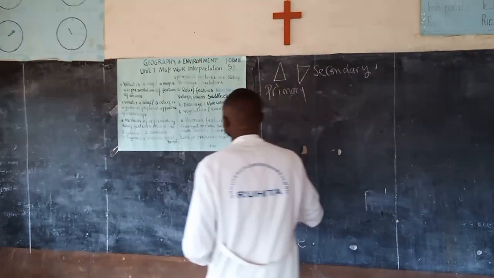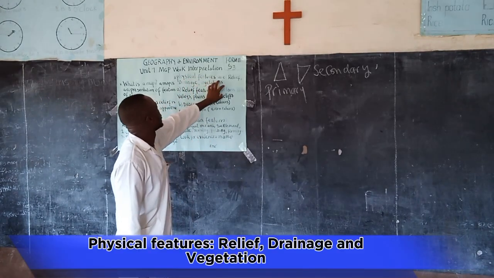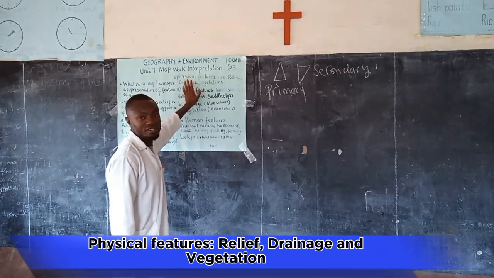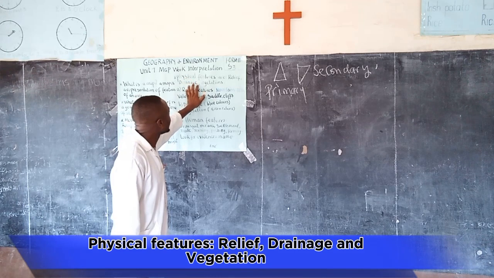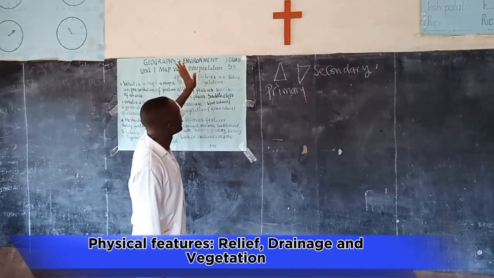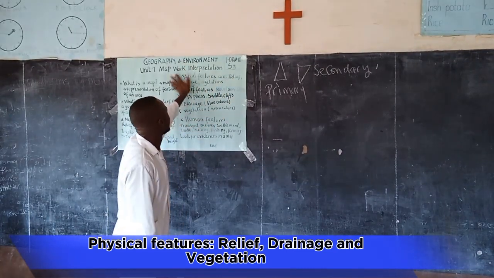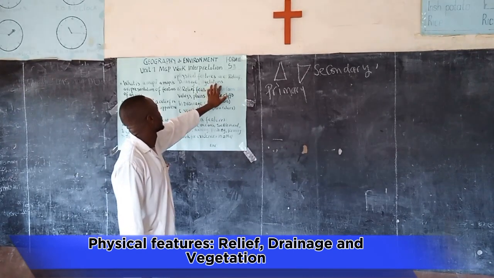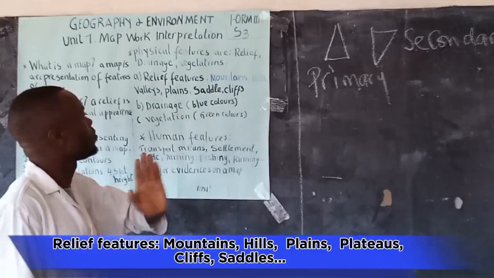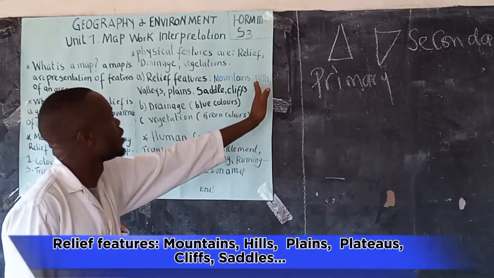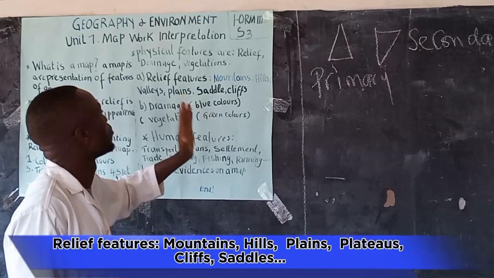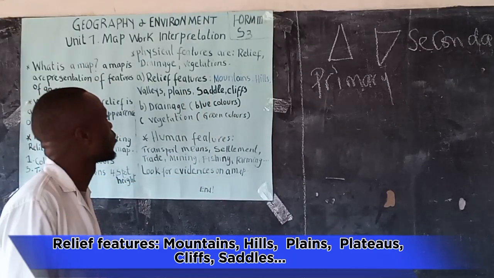Okay. Then here on physical features, we have drainage. Drainage refers to water bodies, including rivers, lakes, seas, oceans, ponds, reservoirs. Different water bodies we have. We have vegetation. We have here even relief features on a map. We can show the mountain. We can describe hills, valleys, plains. We can describe saddles. We can describe cliffs.